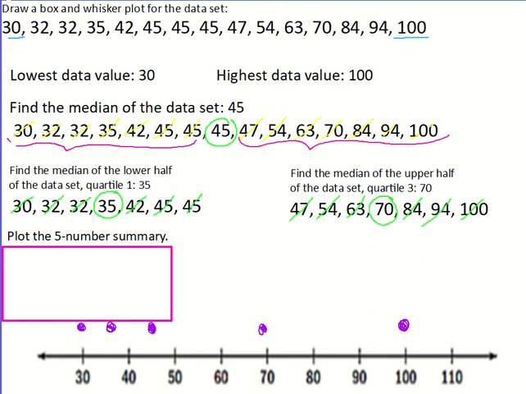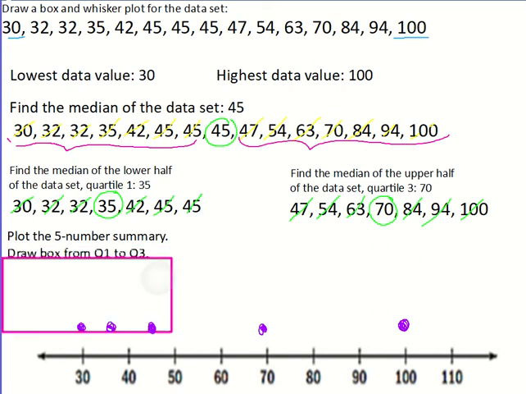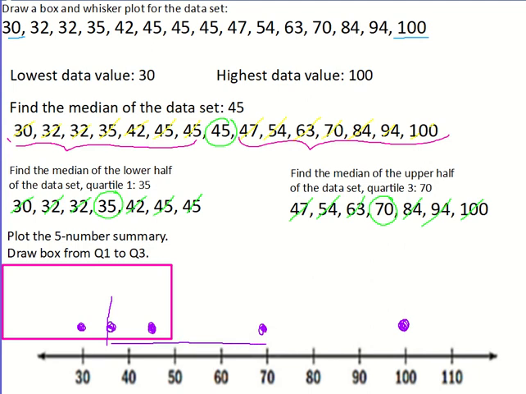So I plotted my 5-number summary. Next step, I'm going to draw a box going from quartile 1 to quartile 3. So from 35 to 70, I'm going to draw a box. I'm going to draw it freehand on my slide. So here's 35, quartile 1. 70's over here, that's quartile 3, so there's my box.